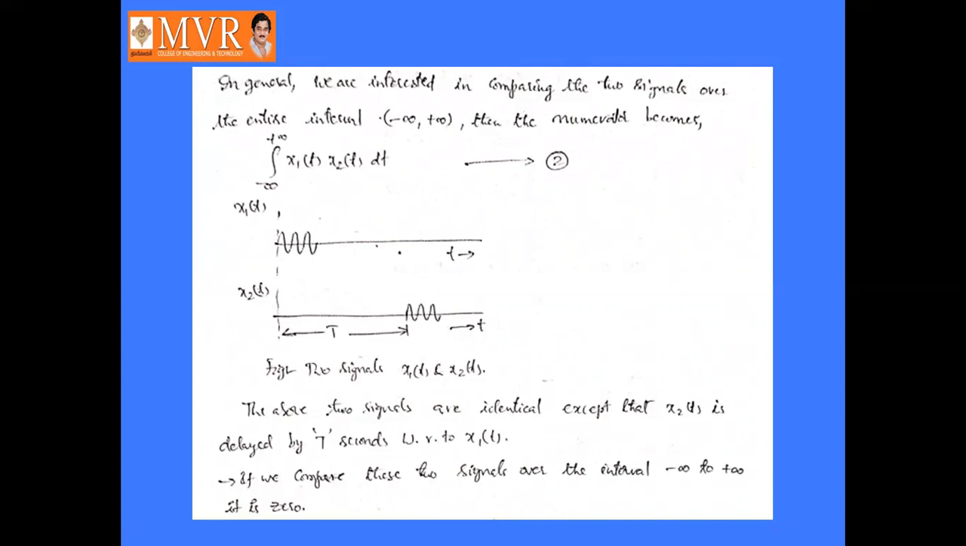So these two signals are the same in waveform, that is sinusoidal signals, but the second waveform is delayed by T seconds. The above two signals are identical except that x2 is delayed by T seconds with respect to x1 of t. If we compare these two signals over the entire interval minus infinity to infinity, it is zero. That is, integral minus infinity to infinity x1 of t into x2 of t dt is equal to 0, right?